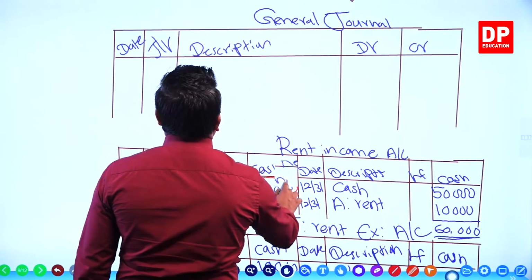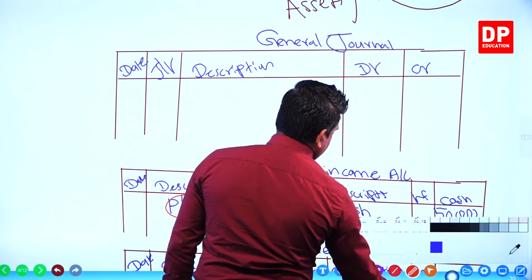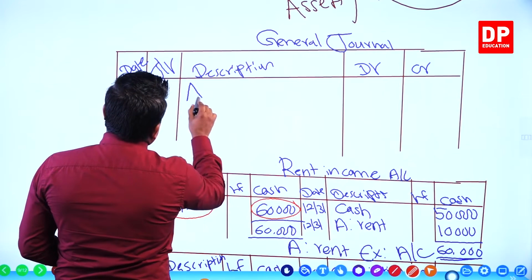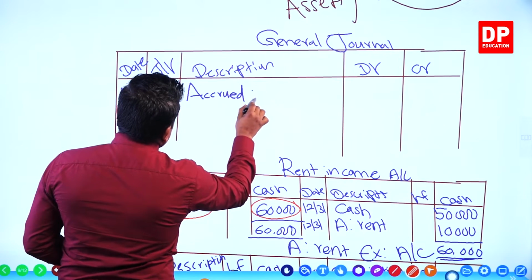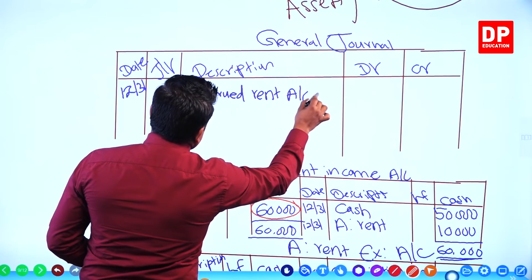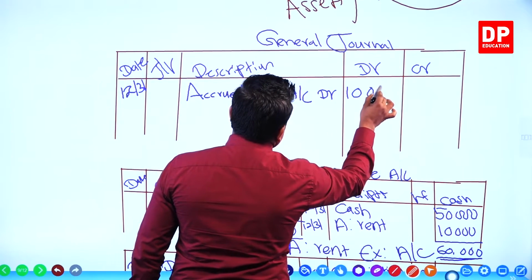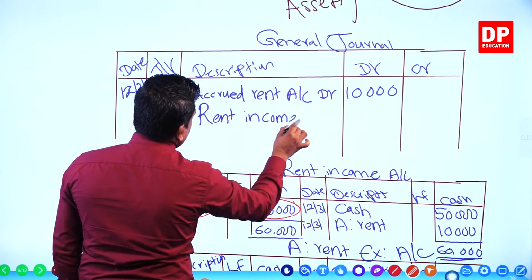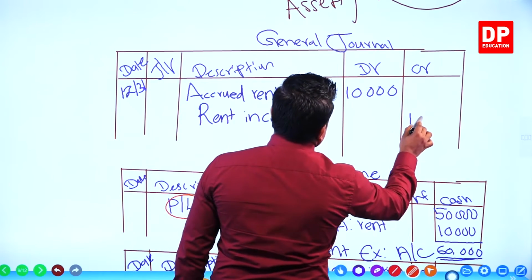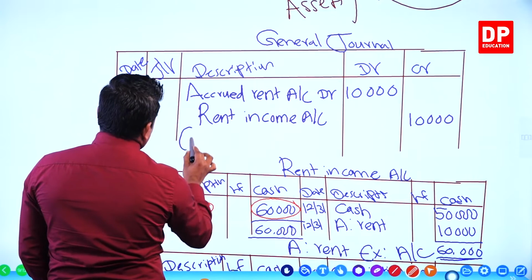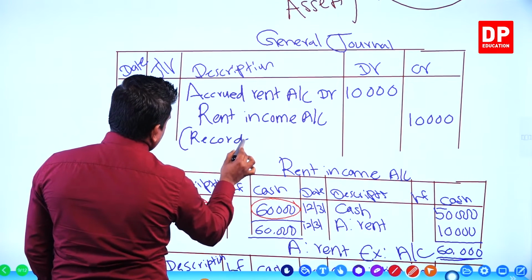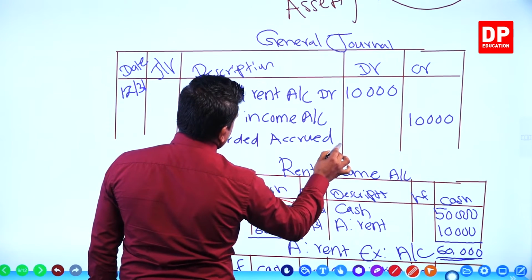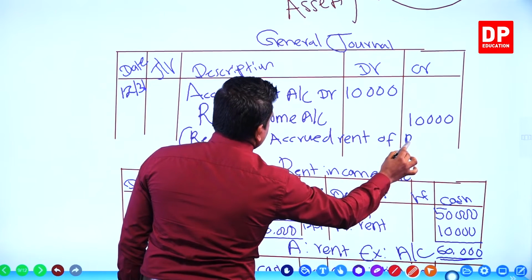General journal. Now you can see the general journal here. We enter only the adjustment detail. It is 10,000. What is that? Accrued rent account debit 10,000. Rent income account credit 10,000. What's the narration? Recorded accrued rent of 10,000.